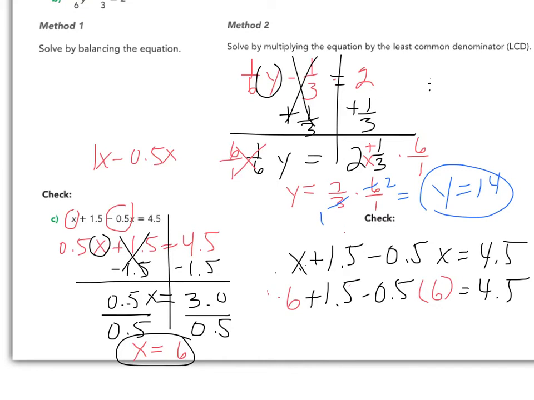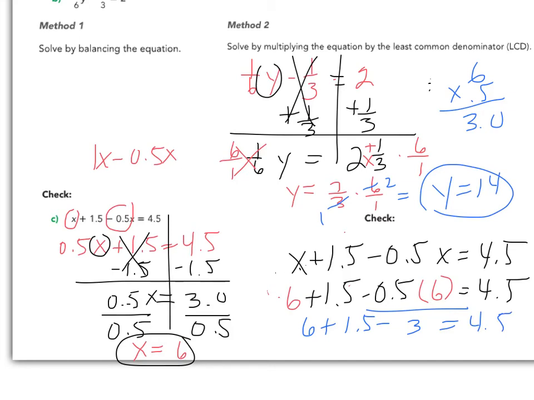Okay, so let's see what we can do here. We have 6 plus 1.5. Well, let's go in order. So let's do our multiplication first. So 6 times 0.5 is 3. So I'm going to have 3. 6 plus 1.5 minus 3 equals 4.5.